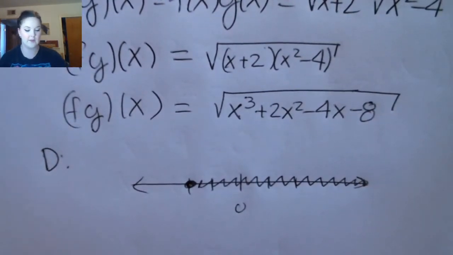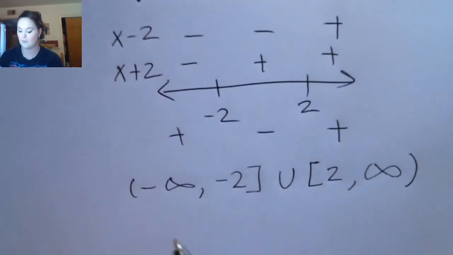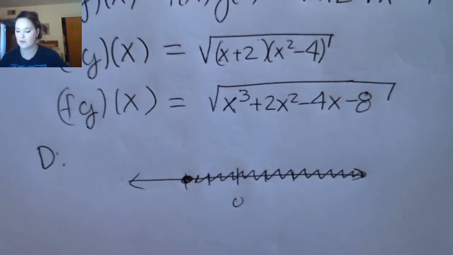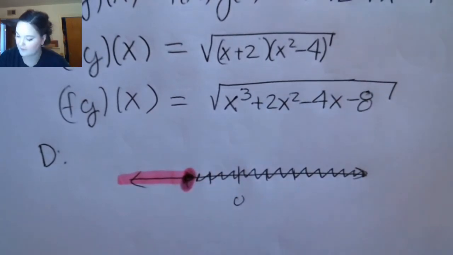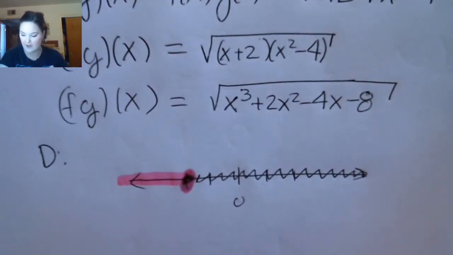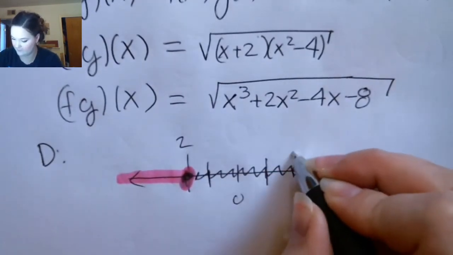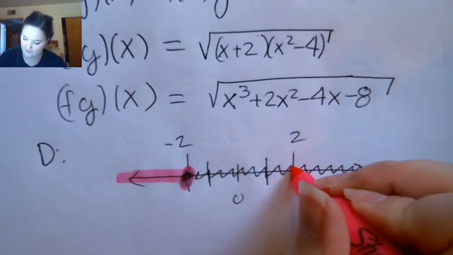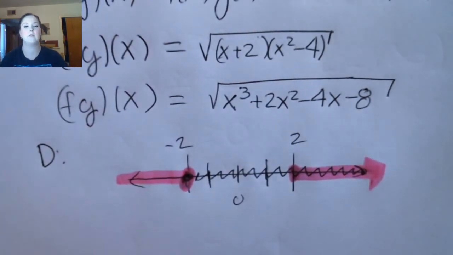Then for g, remember we had up to -2 and then greater than +2. So we're going to mark those. So we would have up to -2, and then we would have, oh, you can't really see the lines anymore. Then we would have greater than +2.